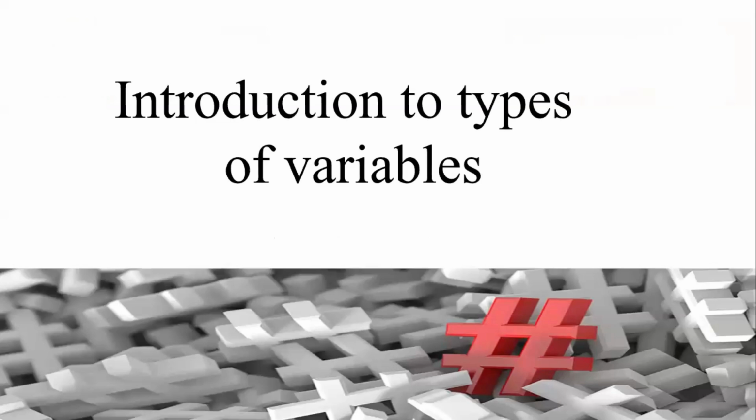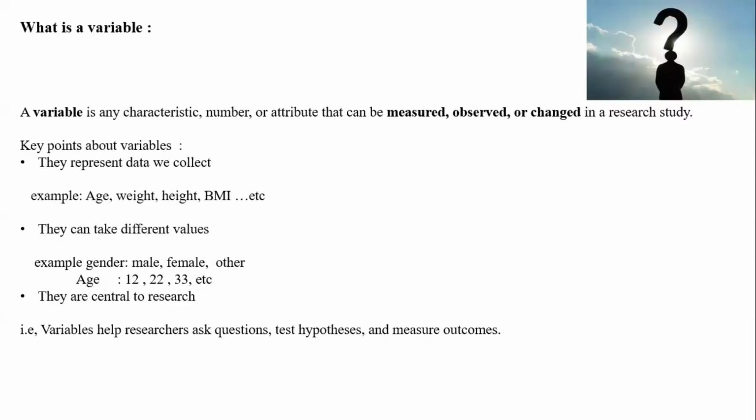First of all, allow me to introduce the types of variables. You are supposed to understand what a variable is before we move on. A variable is any characteristic, number, or attribute that can be measured, observed, or changed in a research.